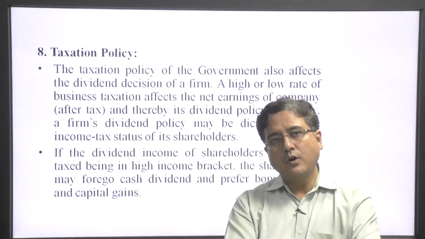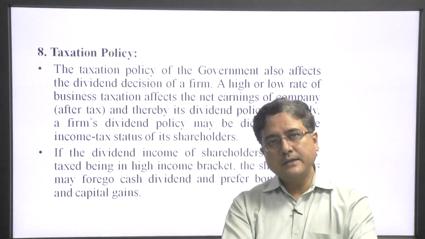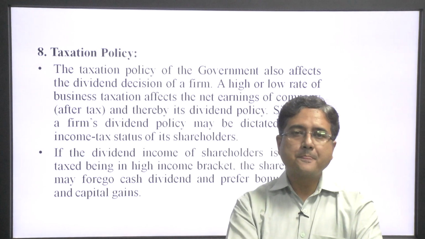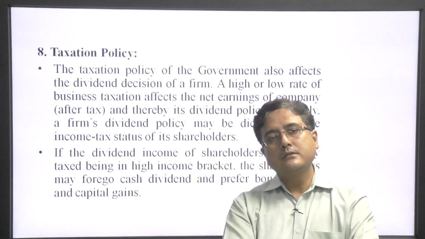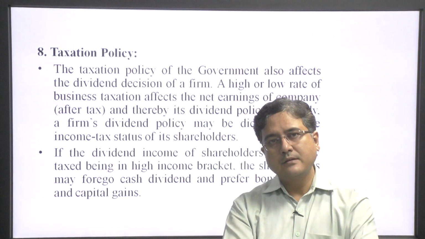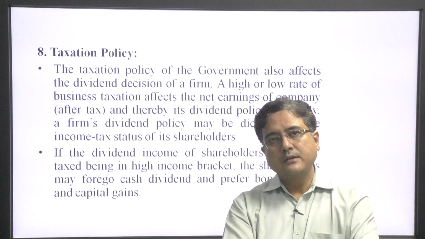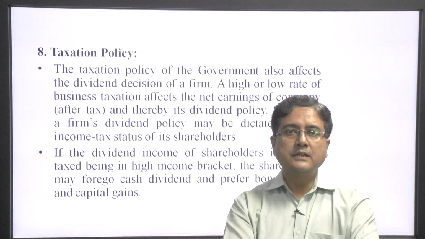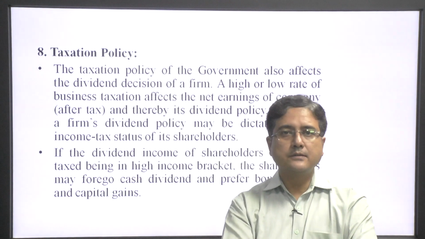If government increases the taxes on the firm, then the level of dividend or the amount of dividend payable to the shareholders will decrease.